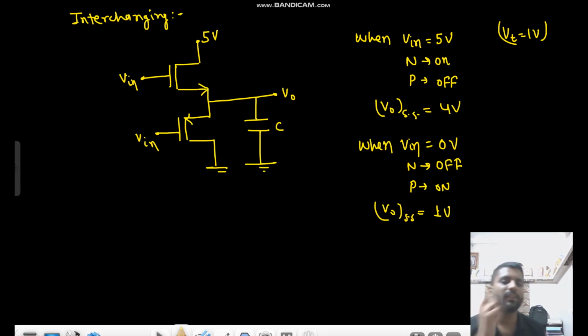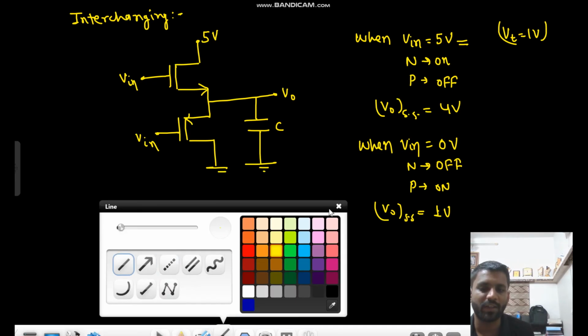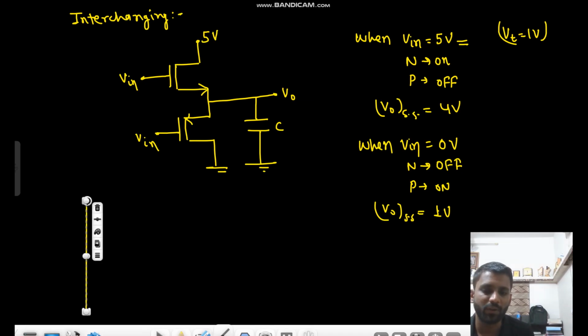So the first thing you notice here is that for a high input, for an input of 5 volt, you are getting a high output, V naught equal to 4 volt. And the second thing you notice is that you are not even getting the complete output. Like you want your output to go all the way up to 5 volts, but it is not happening. Okay, so the first thing is that this is not acting like an inverter, because for a high input you would want your output to be low, but for a high input your output is high, right?